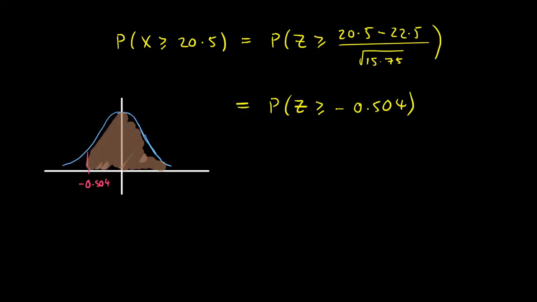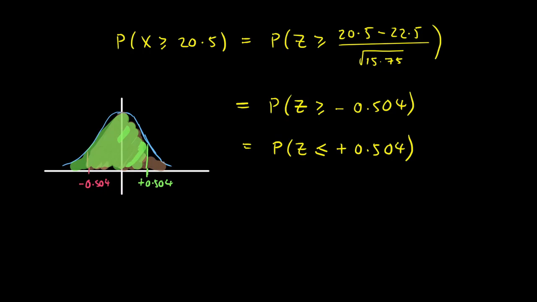So in other words, all of that region there. Well, via symmetry, what I can say is, if I was to take positive 0.504, then the region that I've shaded in orange would be equal to the region that I'm about to shade in green, right? This whole region here. Those two things are the same. So what I can write is that the probability of being greater than negative 0.504 is the same thing as the probability of z being less than positive 0.504.